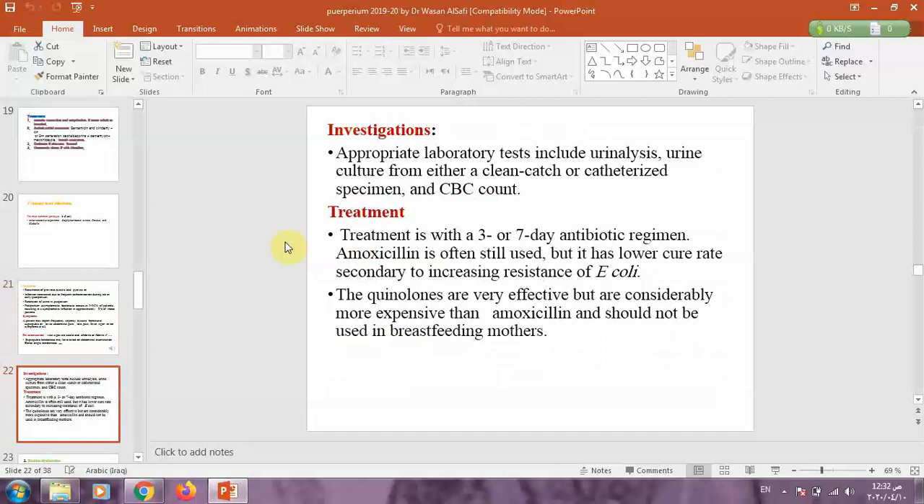We have to send for general urine analysis and urine culture from either a clean catch or catheterized specimen, and we may send for CBC. The treatment is started with a 3 or 7 day antibiotic regimen. The most suitable one is amoxicillin, and it's often still used, but it has a lower cure rate secondary to increasing resistance of E. coli. Quinolones, for example Ciprodar, are very effective, but considerably more expensive than amoxicillin and should not be used in breastfeeding mothers.